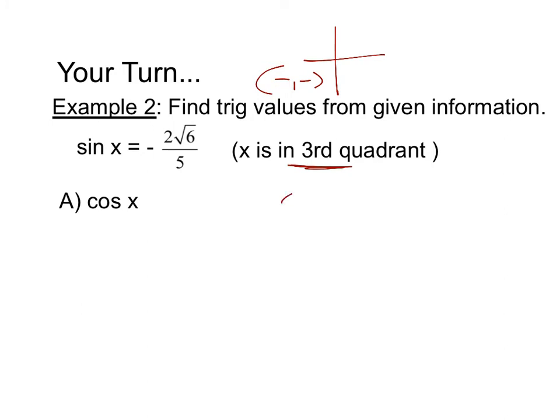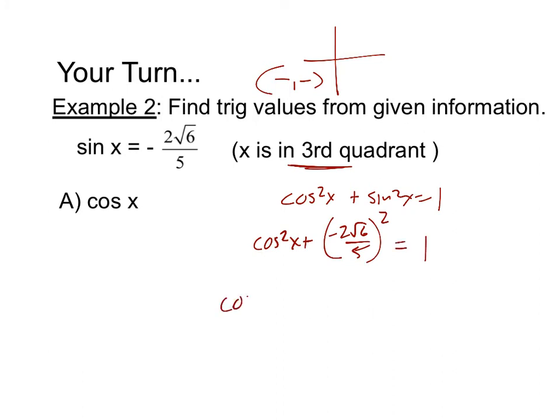So if I go cosine squared x plus sine squared x equals 1, cosine squared x plus negative 2 square root of 6 over 5 squared equals 1. So it's going to be cosine squared x plus, that's going to be 25 on the bottom. Negative 2 squared is going to be 4. Square root of 6 squared is going to be 6. So it's going to be 6 times 4, or just 24. So 1 minus 24 over 25 equals 1 over 25.